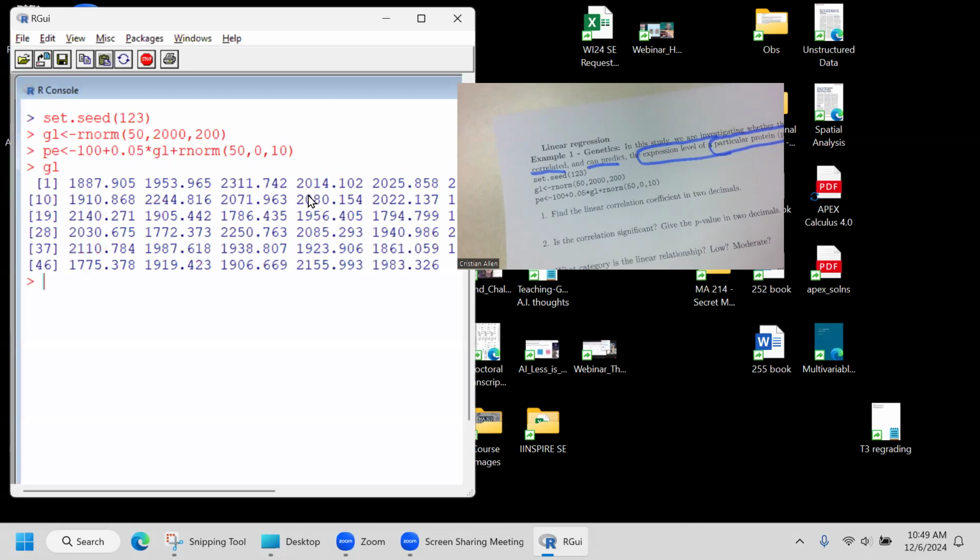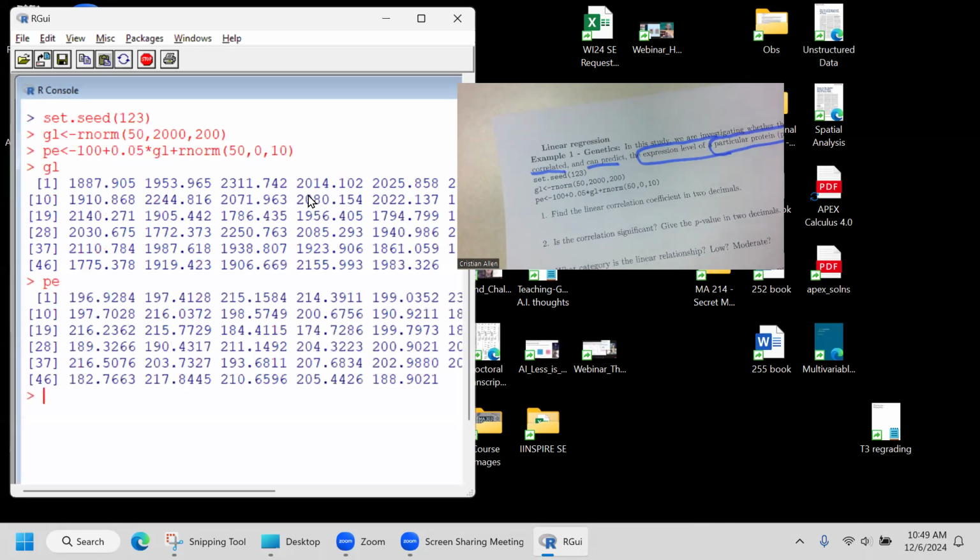I see the gene lengths are in the 1900 to 2200 range, and the expression level of the protein is around 200. So the question is: is gene length correlated with protein expression levels? And more so, if somebody gives you the gene length, could you predict the expression level? That would be nice if you could do that. So here's what we'll do.